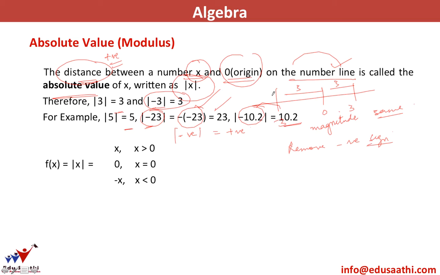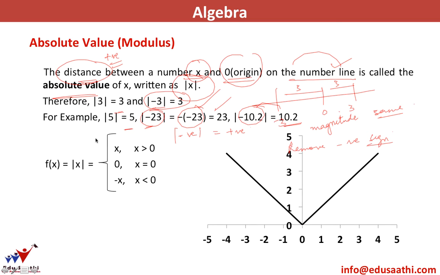So, if you have to define a function, the modulus function, or absolute value function, is defined as: equal to x if x is positive, equal to 0 if x is 0, and equal to minus x if x is negative. So what we have is, my input will depend upon this, but my output will always be positive. Your input can be negative or positive, but your output is always positive.